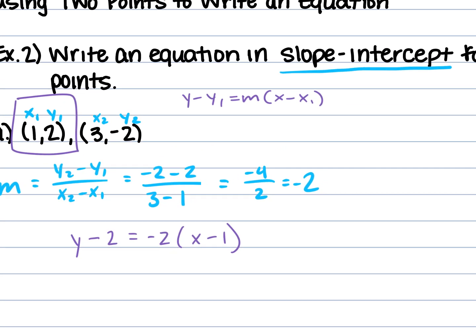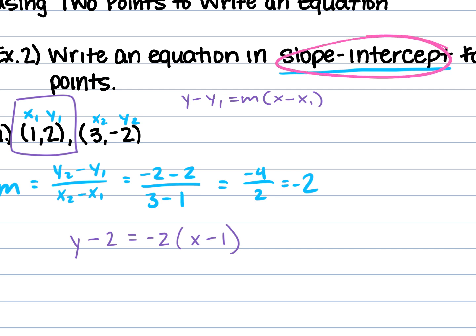Now we have to be careful here because the question asks for slope-intercept form. Is this slope-intercept form? No. This is point slope form. Slope-intercept form is y equals mx plus b. How can I make this equation look like y equals mx plus b?